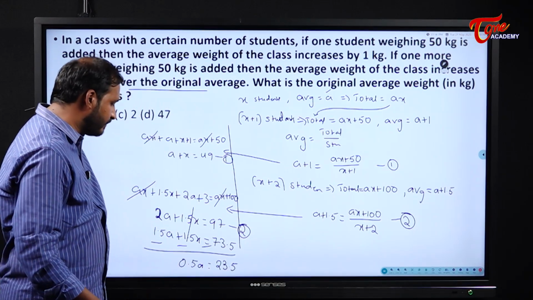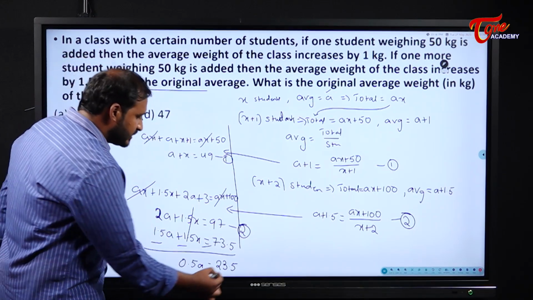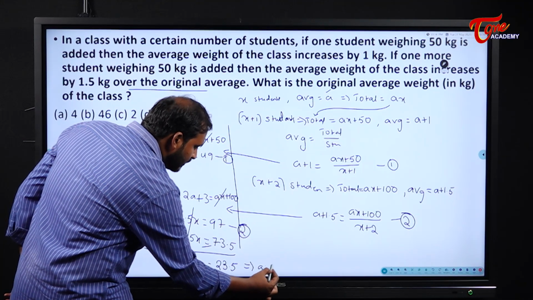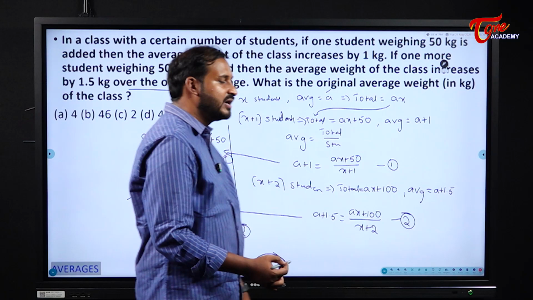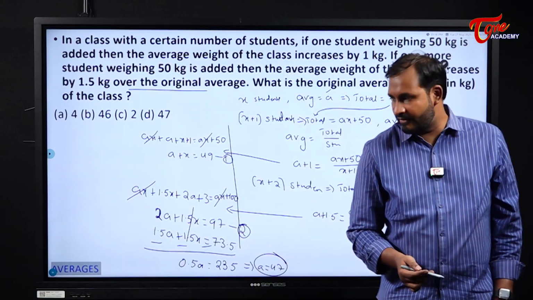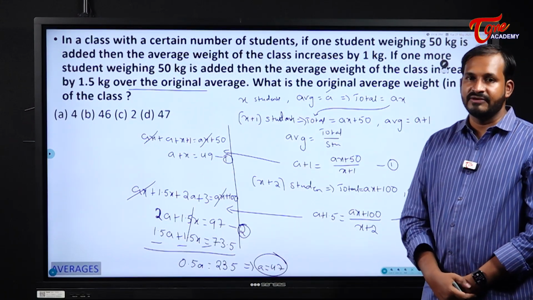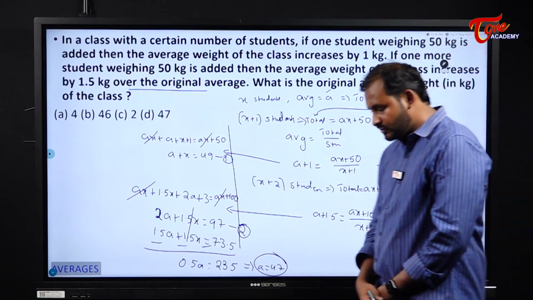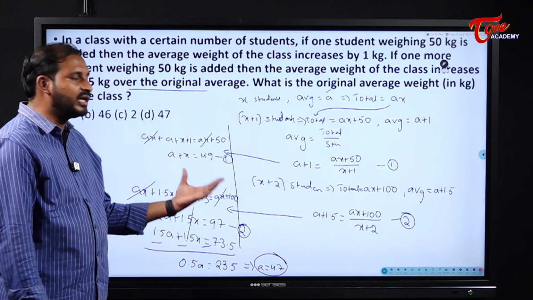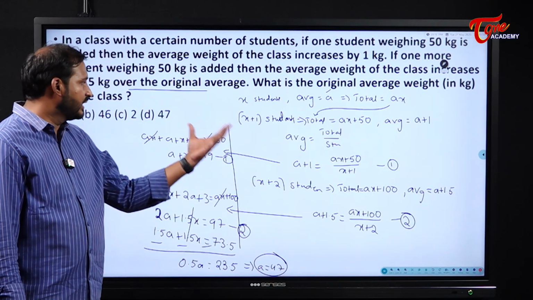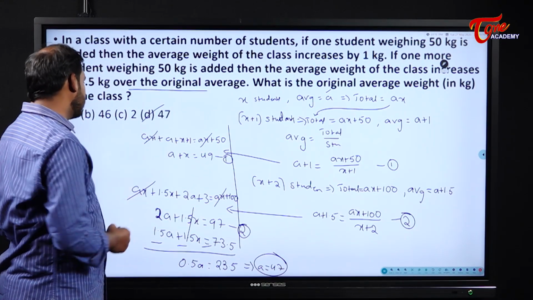23.5. But this is what? 0.5a. So that implies a value will become what? 47. That means the original average weight of the class is 47 kgs. If you solve it with the basic or the traditional method, this is how we are going to get the answer.